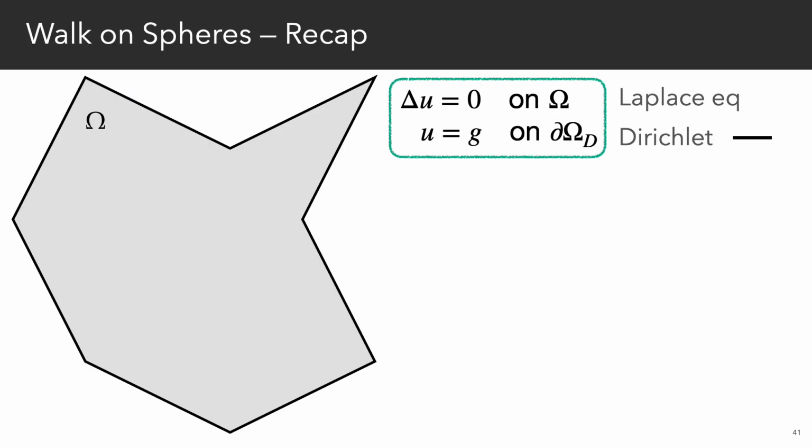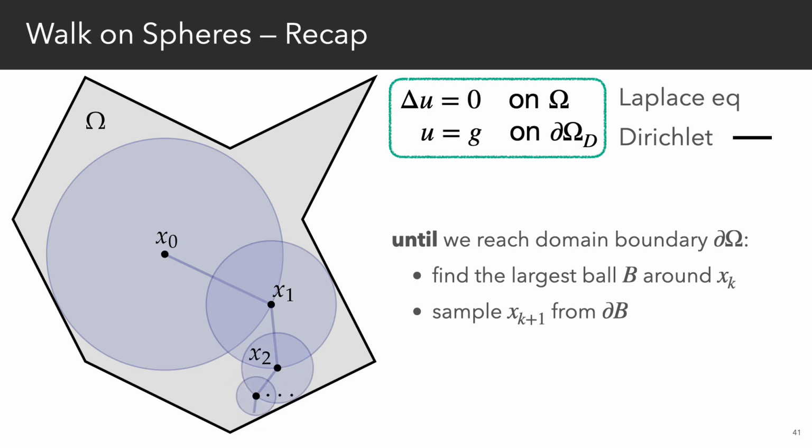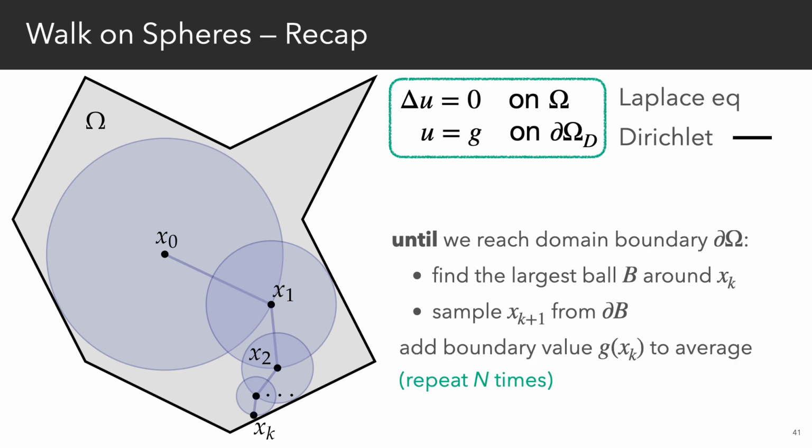So now recall that the standard walk on spheres algorithm says that if we want the solution to a Laplace equation with Dirichlet boundary conditions at some point x0, then until we reach the domain boundary, we find the largest ball around the current point xk. We then sample the next point xk+1 on the boundary of the ball, and we keep doing this until we finally add the boundary value g at xk to our average. We then repeat this experiment n times to get our final estimate.